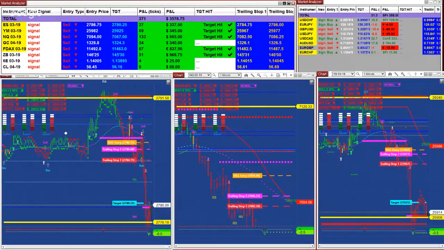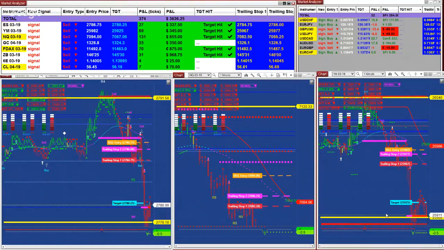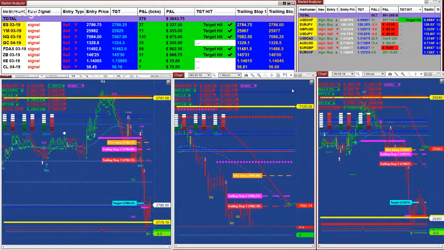And if you are looking for a pullback re-entry on the Nasdaq, be careful. 7084, it is the pullback re-entry.